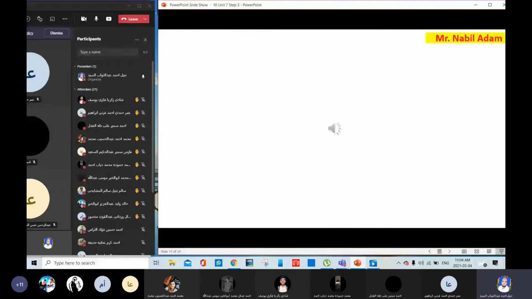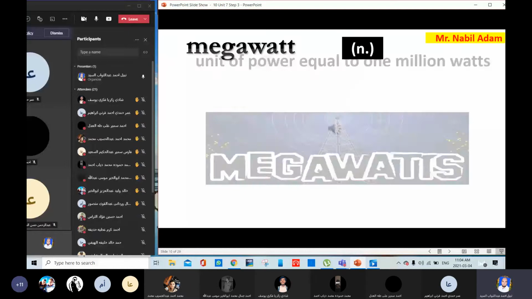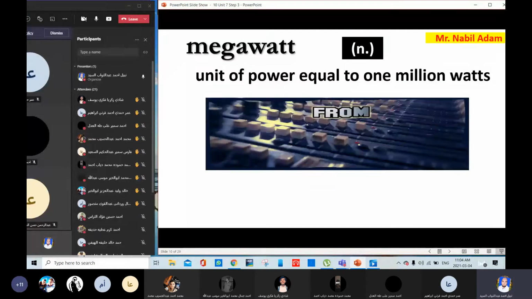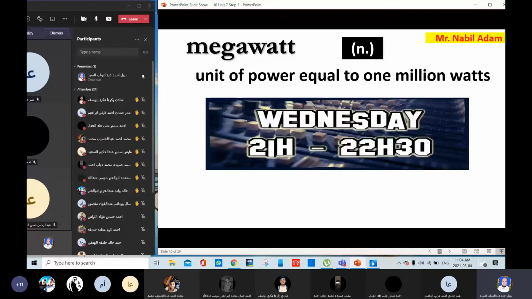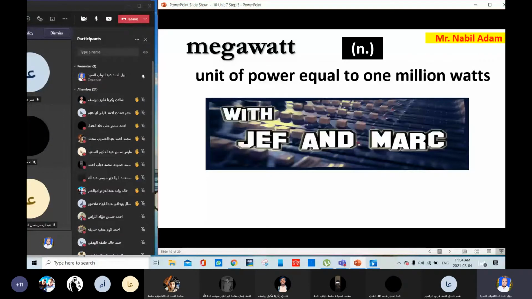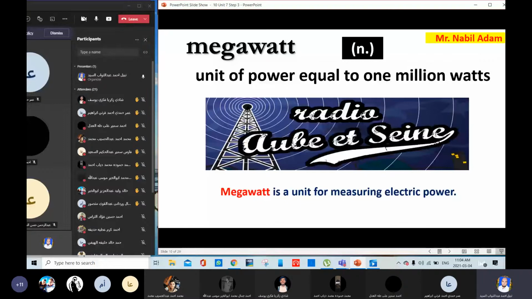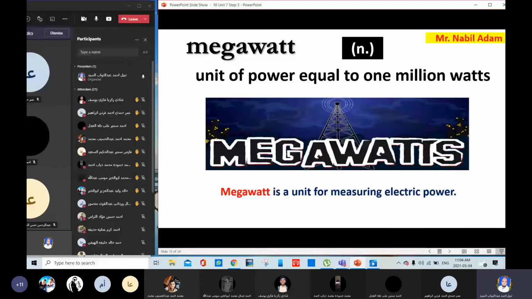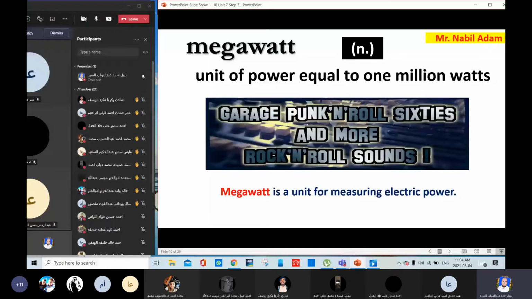Okay, let's learn the new vocabulary. Megawatt. Megawatt is a unit of power equal to 1 million watts. So megawatt equals 1 million watts. It's a unit for measuring electric power. So how is electric power measured? It is measured by megawatt.